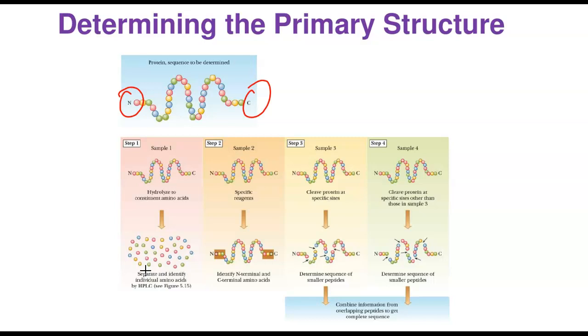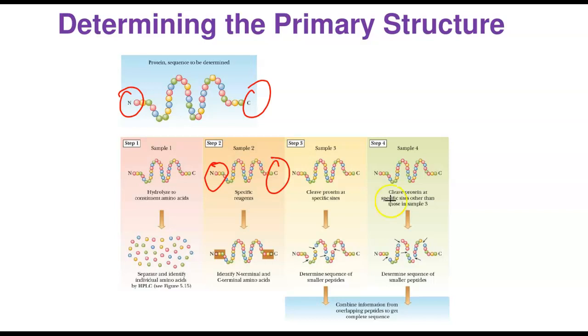You can do this using either chromatographic techniques or mass spectrometry or any other technique to analyze this. And then step 2, what do you do? You can use specific reagents now to begin to determine these ends. Use specific reagents that can react with the nitrogen of the N-terminal and the carboxylic acid of the C-terminal, because you want to know the identity of the amino acid that is at that particular point.